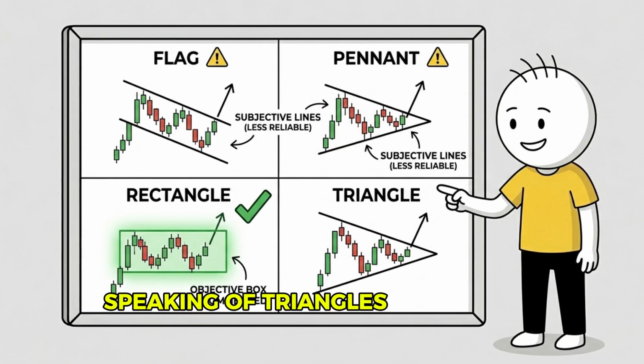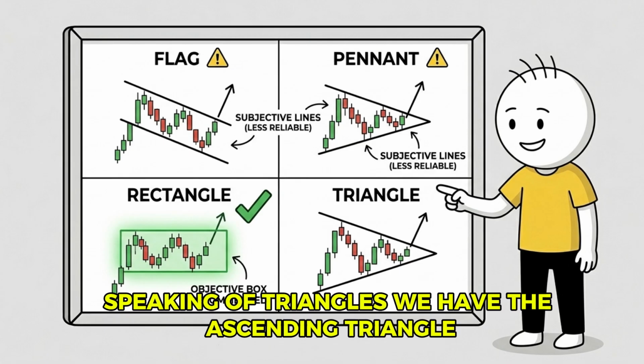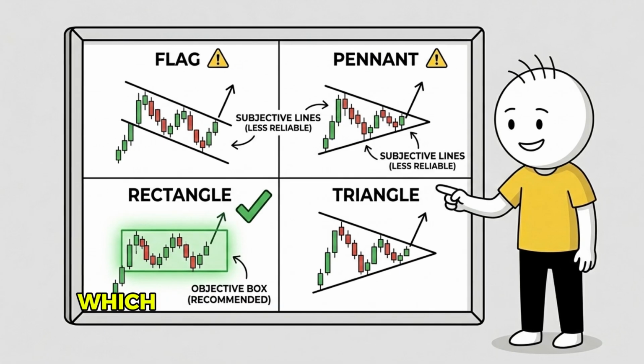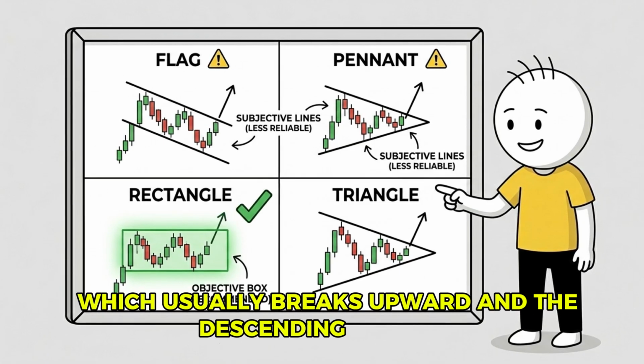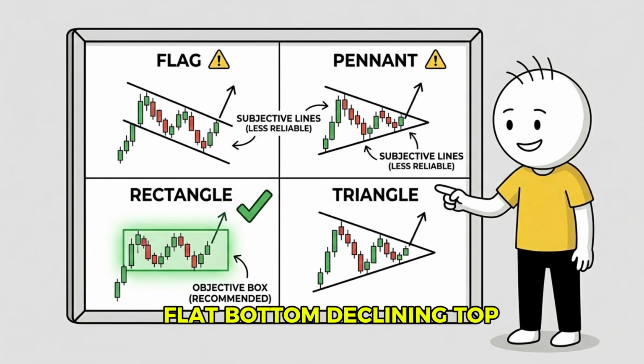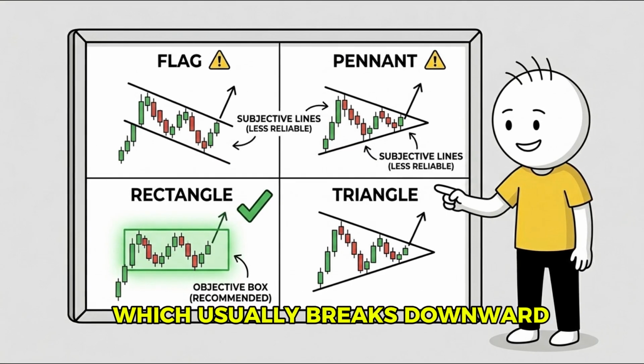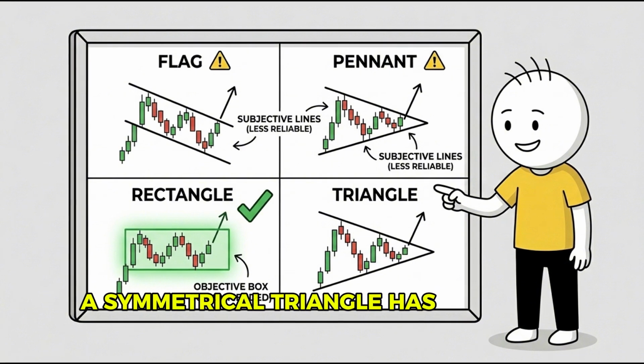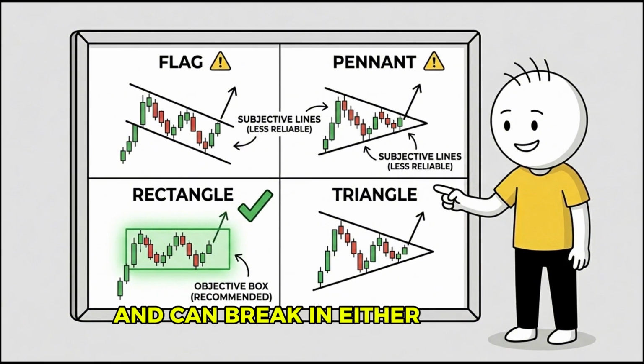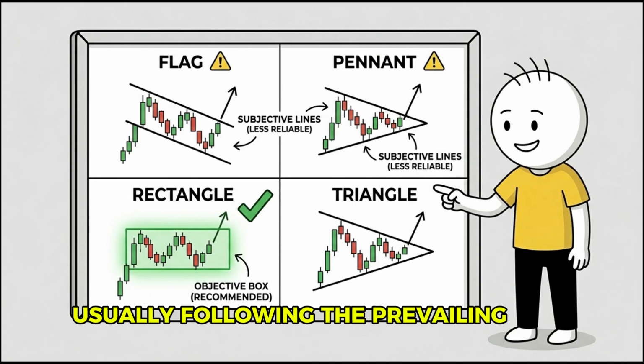It's much clearer than a triangle. Speaking of triangles, we have the ascending triangle, flat top, rising bottom, which usually breaks upward, and the descending triangle, flat bottom, declining top, which usually breaks downward. A symmetrical triangle has both lines converging and can break in either direction, usually following the prevailing trend.